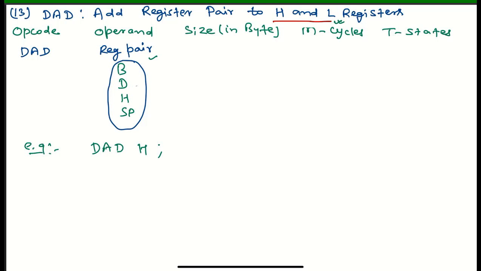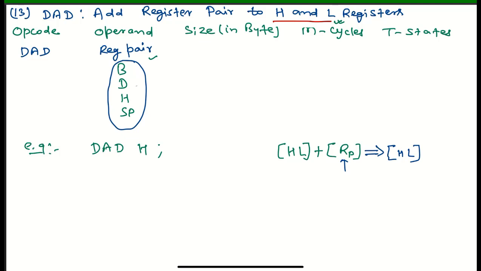So as a function of this instruction, what will it perform? The content of HL will be added with the content of the register pair specified in the instruction, and after performing this 16-bit addition, it will store the result into the HL register pair itself without making any change in the source register pair.